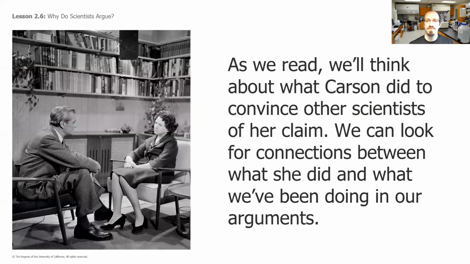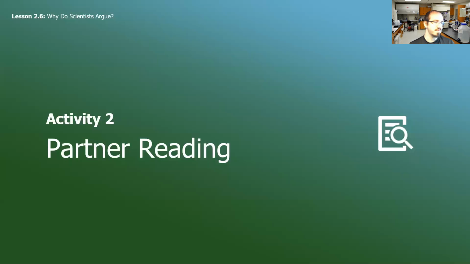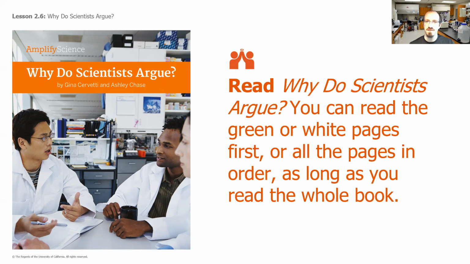As we read, you want to think about what Carson did to convince other scientists of her claim. We can look for connections between what she did and what we've been doing in our arguments. The next thing we're going to do is go ahead and read the book. You can read the green or the white pages first, or you can read all the pages in order as long as you're reading the whole thing.